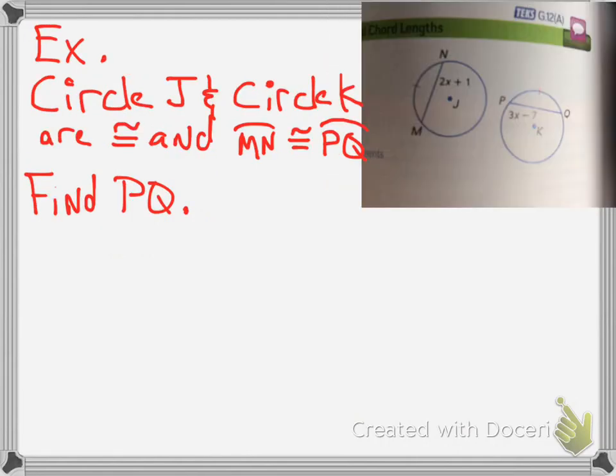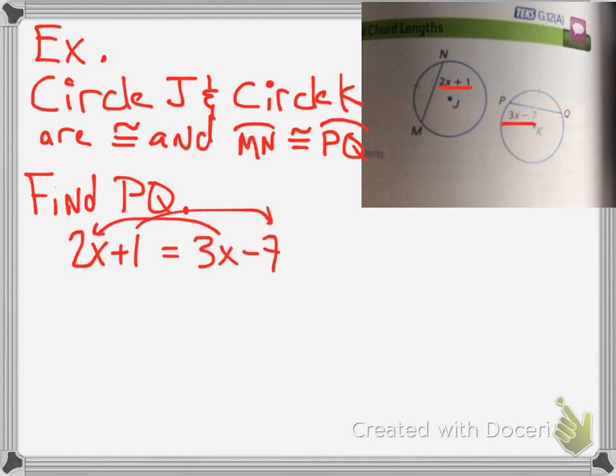Here's a different example. We're going to say here circle J and circle K are congruent, and that arcs MN and PQ are also congruent. So we want to be able to find PQ. What does that mean? It means we can say these two lengths are congruent. So I can say 2x plus 1 is equal to 3x minus 7, and we can do variables to the left, numbers to the right, and we would get negative 1x is equal to negative 8, and then we can divide by negative 1 to get x equals 8.